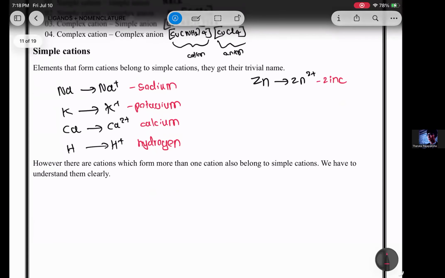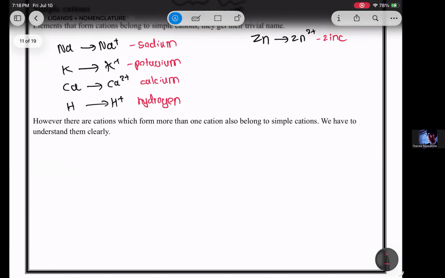However, there are atoms which form more than one cation, and these also belong to simple cations. We have to understand them clearly. For example, Fe2 plus, Fe3 plus, lead 2 plus, lead 4 plus, right? Mercury plus 1 and mercury plus 2. And then there is Sn2 plus and Sn4 plus, and there is Cu plus and Cu2 plus. So there are different versions of the cations that are formed by different atoms.